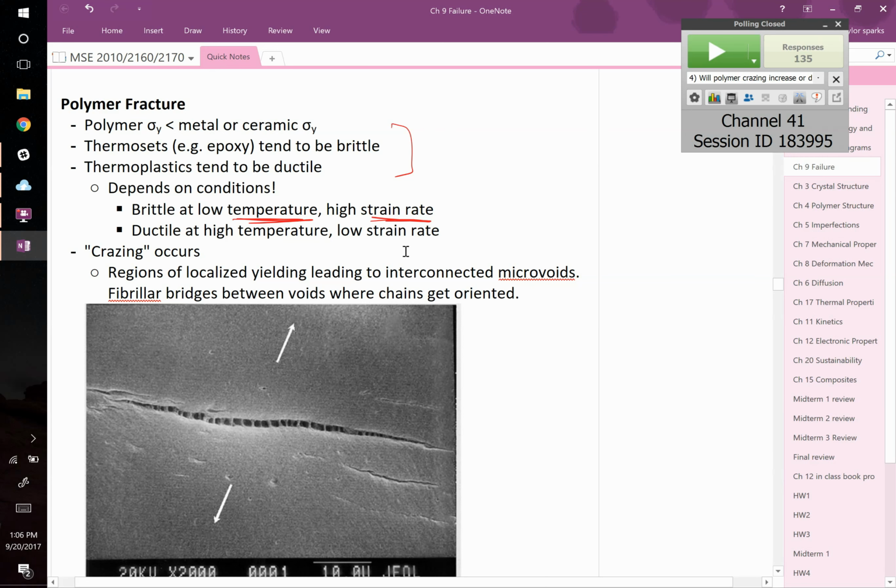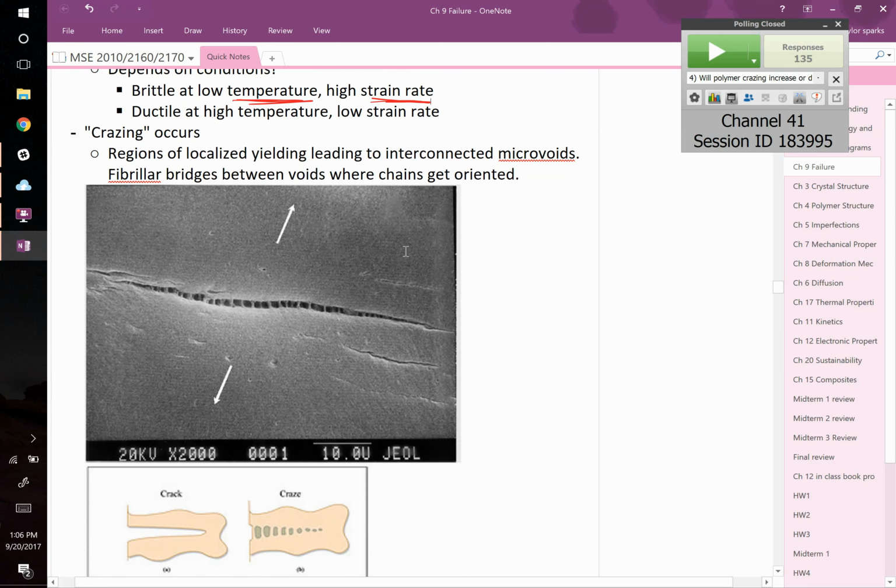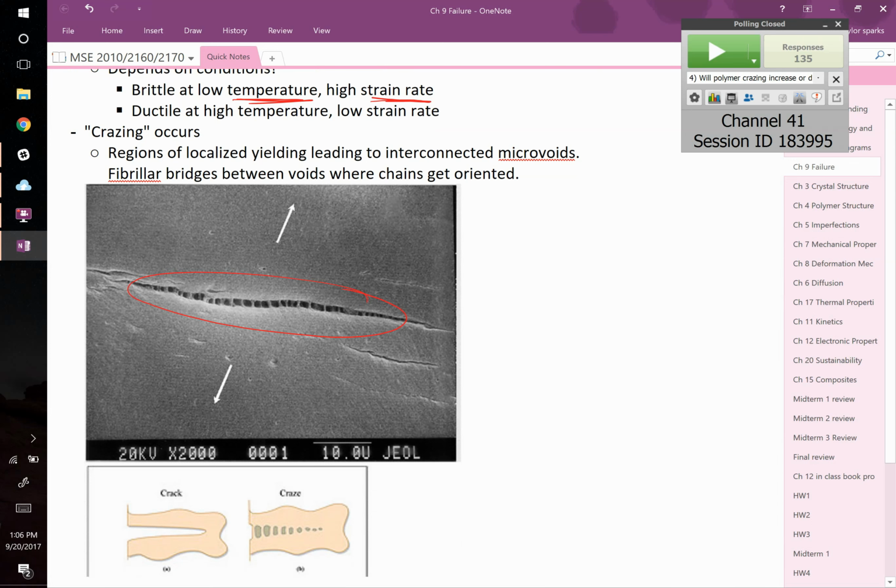And then you can also get something called crazing occurring. Crazing is when you get these regions of localized yielding that connect the crack, right? See these little bridges happening in this thing? You see those little bridges forming? That's called crazing. Do you think that that increases or decreases the fracture toughness? It should increase it.